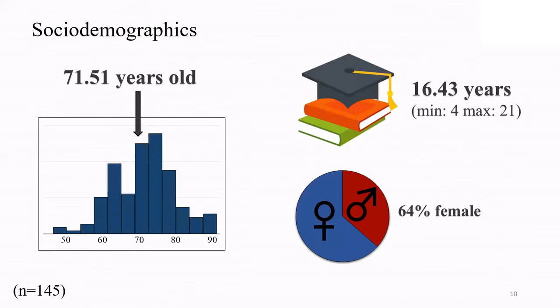So moving now to the results, we can see some sociodemographic descriptive statistics using the N of 145. The mean age was 71 years, with the bulk of participants falling between the ages of 55 and 80. The mean education was just over 16 years, and it was 64% female.